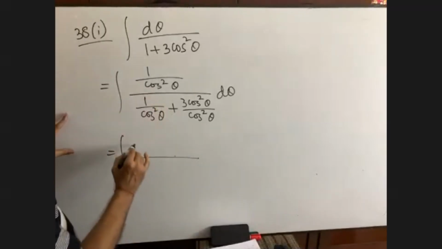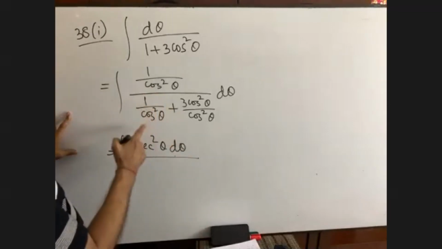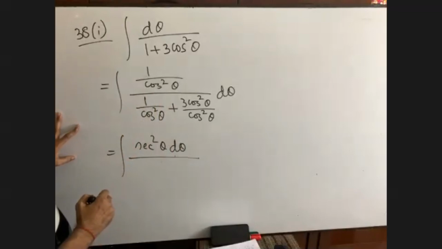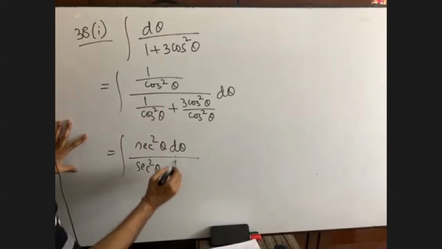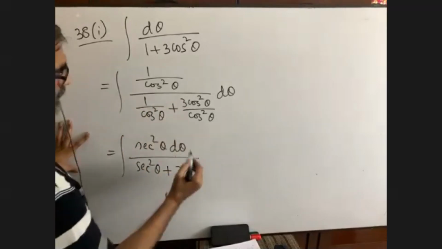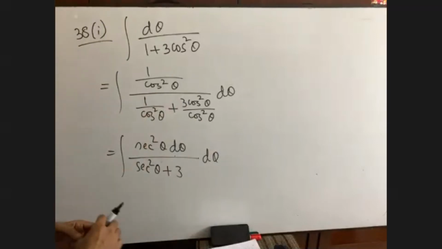Okay. Now, what is our goal? It is sec square theta d theta. Very good. 1 by cos square theta equals to what? Talk to me. Sec square theta. That is good. It is only 3, d theta. Okay, now we can do this math.